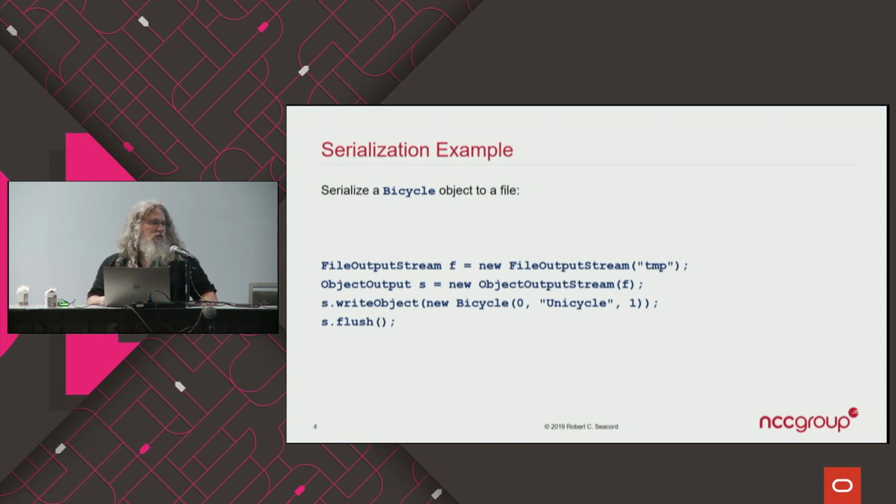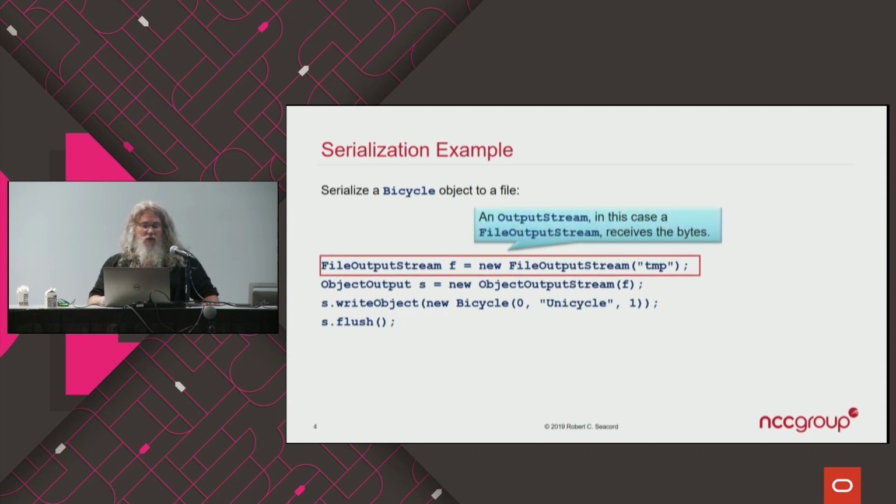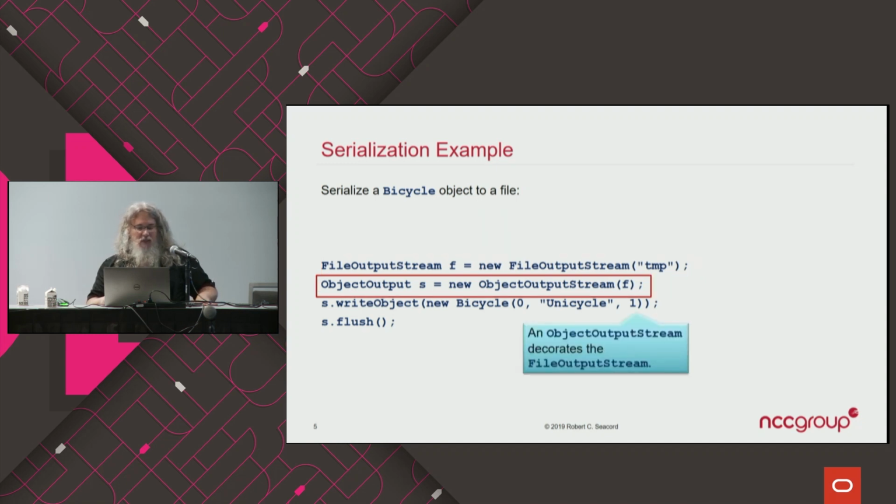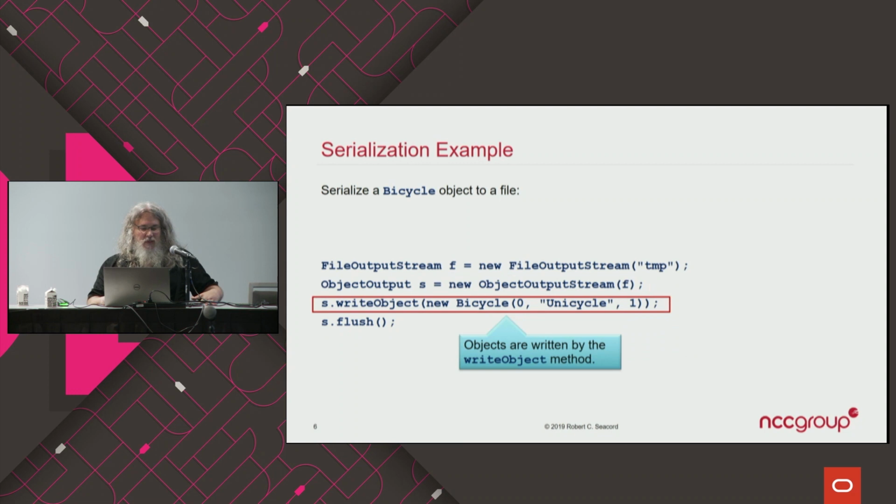This is very simply done in Java in 4 lines of code. So we create an output stream, which in this particular example is a file output stream. And we then decorate that file output stream object with an object output stream. We then invoke the write method, so we're going to create a new instance of this bicycle class and basically say it's got 1 wheel, and we're going to call it a unicycle. So that's all the code to serialize an object.